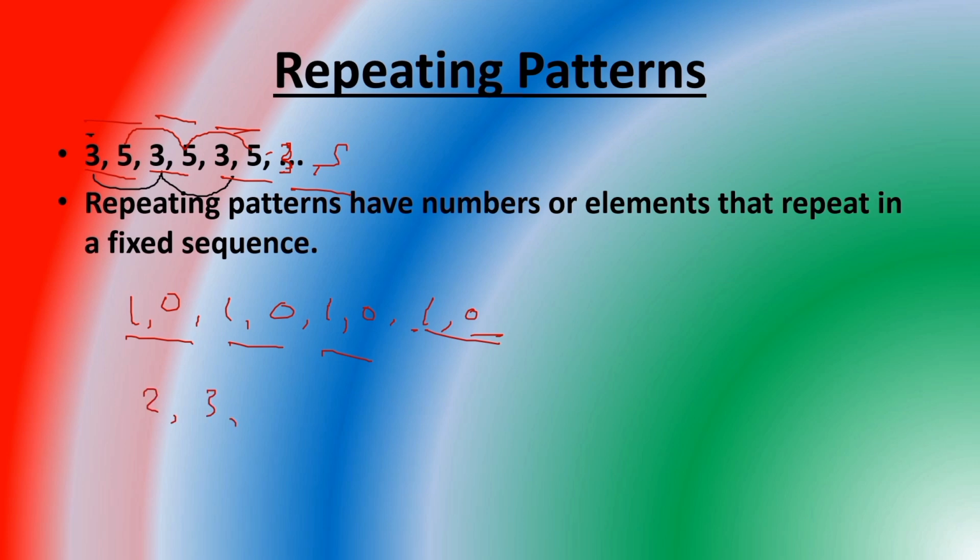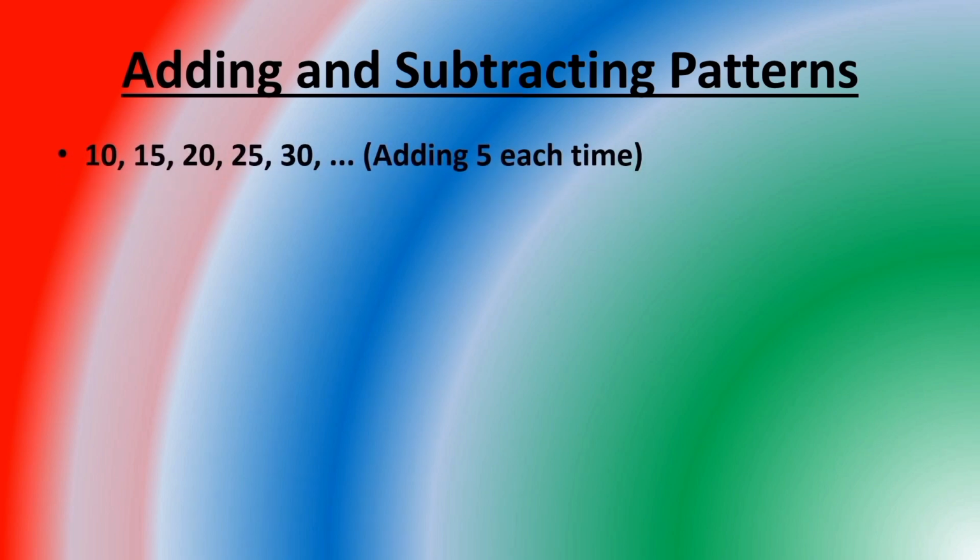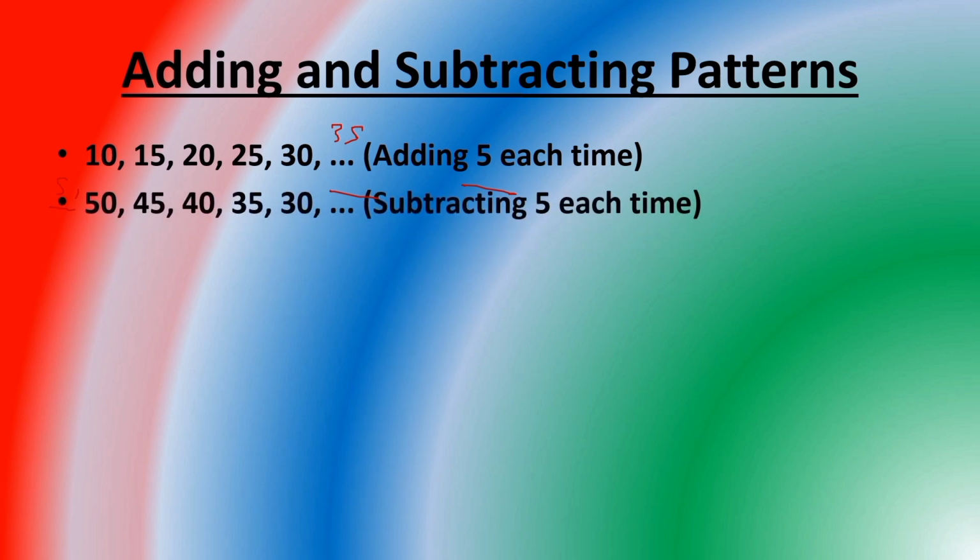One more example, you have 2, 3, 4, 5. Based on this, if we ask what is the next number, you can say 6, right? Because each number is increasing by 1. So that's how we work out patterns. We find what is happening in the pattern and then we can find the next number. Adding and subtracting patterns. Patterns are not only adding, they can also be decreasing, like this one: 10, 15, 20, adding 5 each time, right? 10 plus 5 is 15, plus 5 is 20. And the next will be 35, because 30 plus 5 is 35.